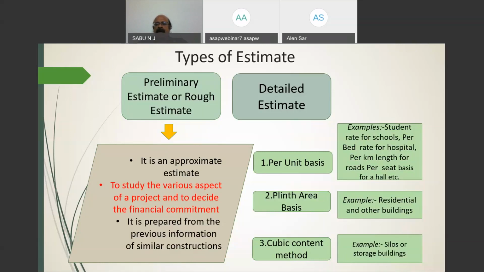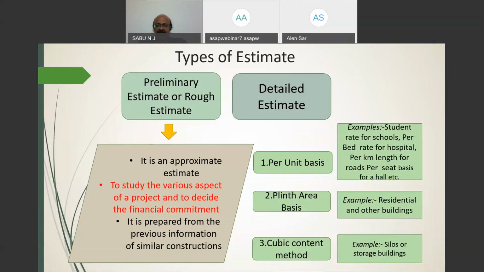Similarly, in the case of hospital construction, a per bed rate is one example. Another is road construction, which can be worked out on a per kilometer length basis, and a seat basis for a hall, etc. These are examples of the per unit basis.